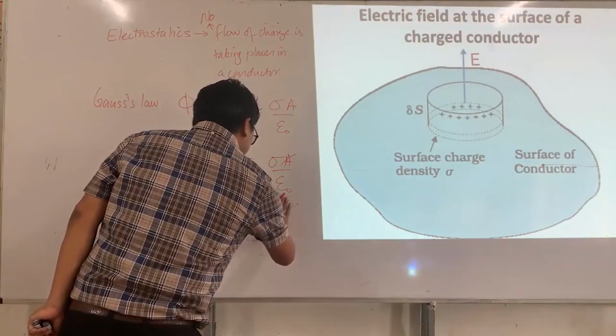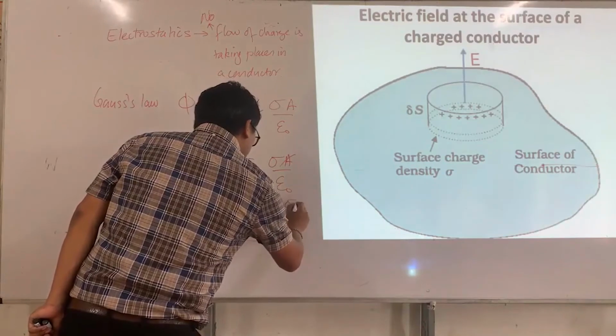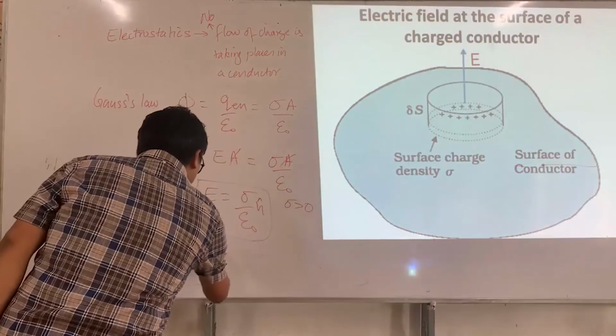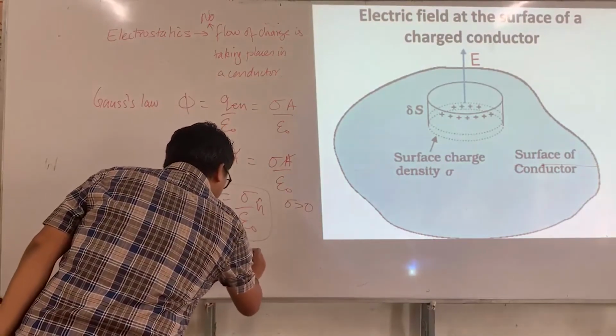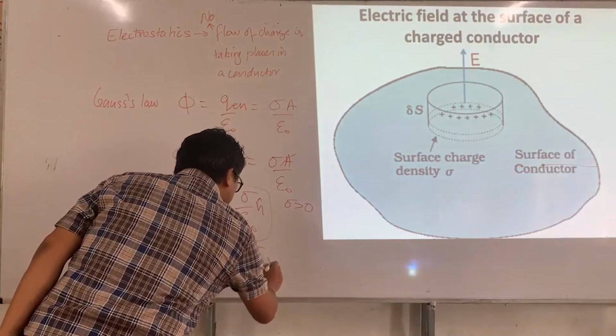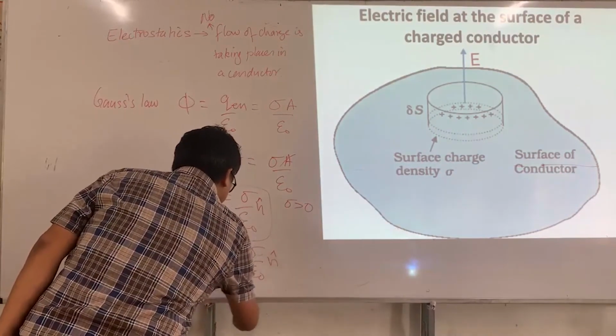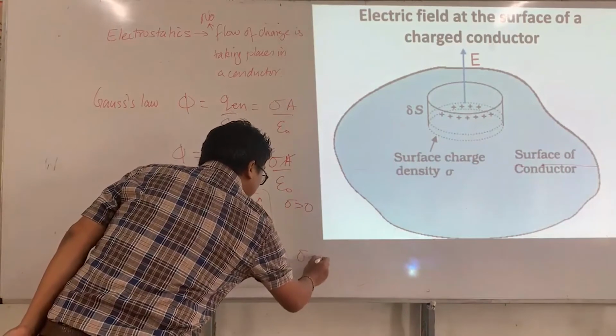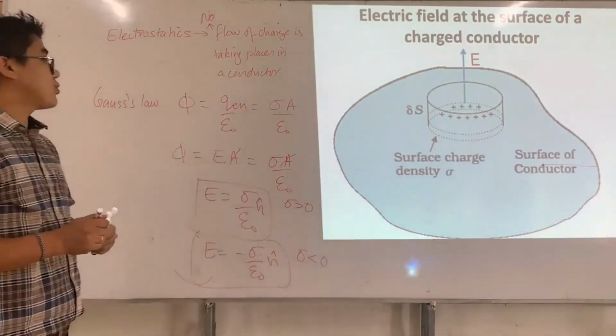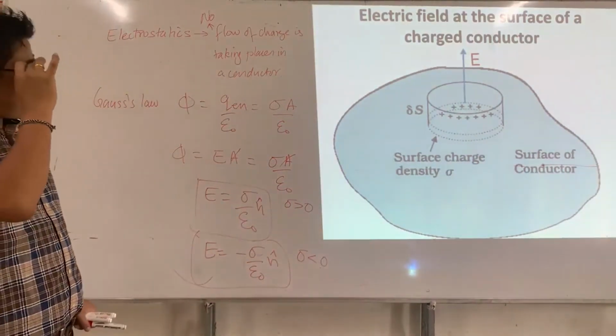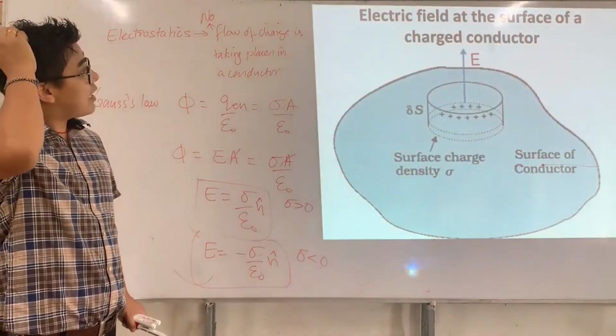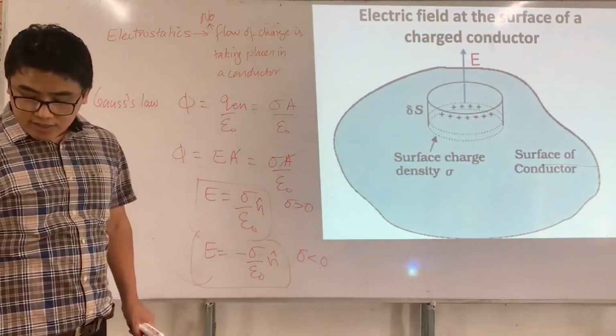This is for sigma positive charge. If sigma is for negative charge, this is going to be a minus, inward instead of outward. This is the electric field at the surface of a charged conductor.